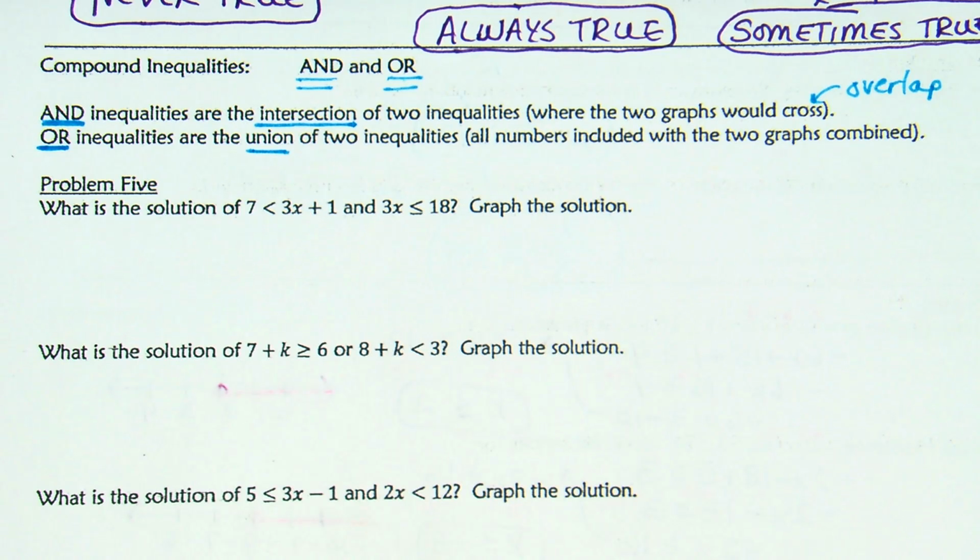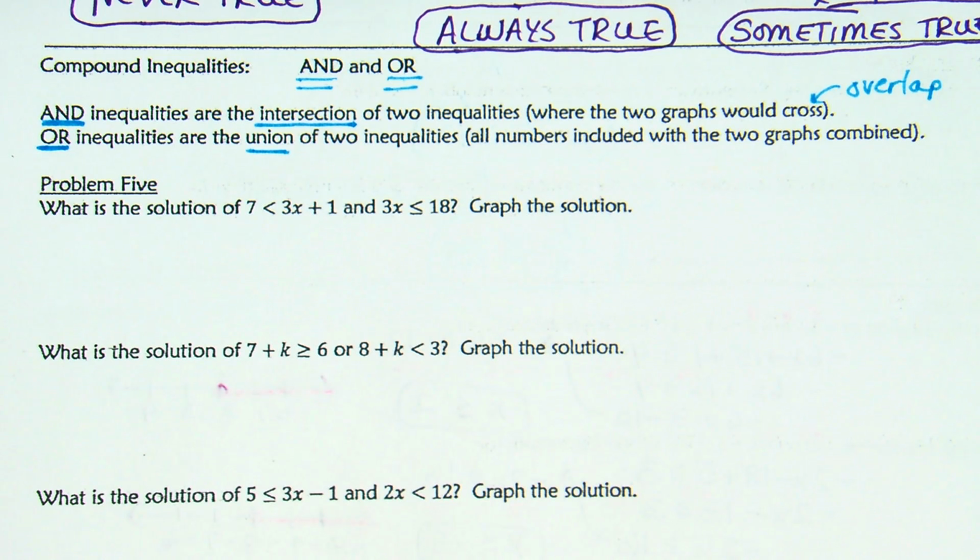You see two inequalities. Now note they are connected by the word and. That is important to realize. But you're just going to take these two inequalities and we're going to solve them. If it's 7 less than 3x plus 1, how do I solve that? Subtract 1 from both sides.